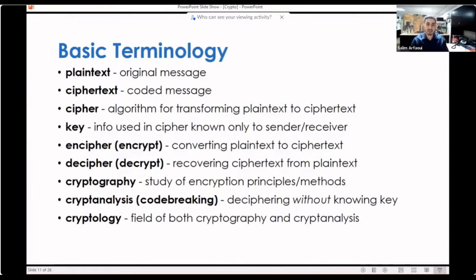So remember, this is terminology, and knowing how to speak crypto definitely makes you look good, especially if you're applying for a cybersecurity job or an internship. When you speak in this terminology, it makes you look like you know exactly what you're talking about, and that's a better way to market yourself.